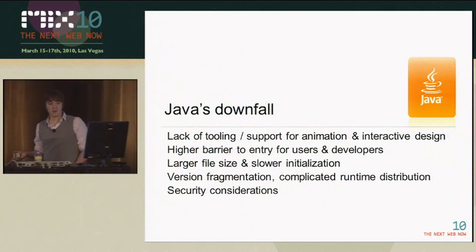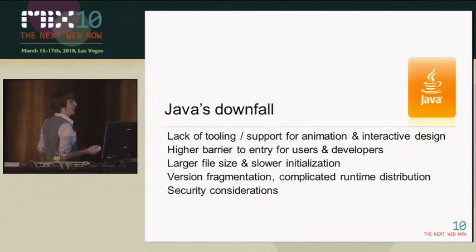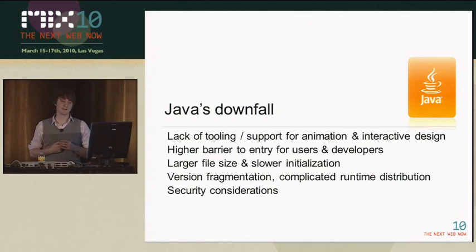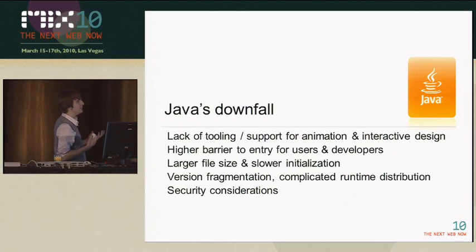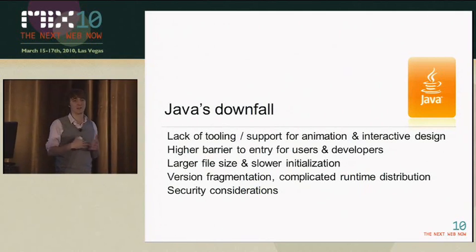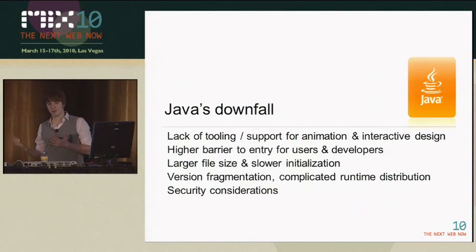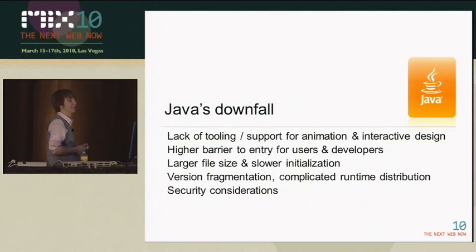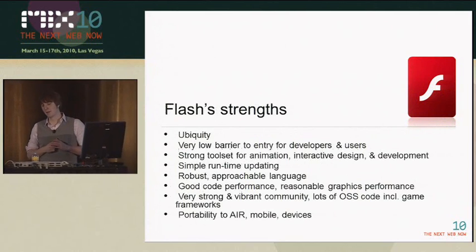Java is losing a lot of market share. I think these are the main reasons for it. The tooling just isn't very good for building games. Not too bad for building applications, but really not targeted towards animation and interactivity. It's harder to get into, both for users. We're looking at a larger plugin size, a lot more fragmentation, and longer startup times, bigger game files, those types of things. So I think that's why Java's going down.